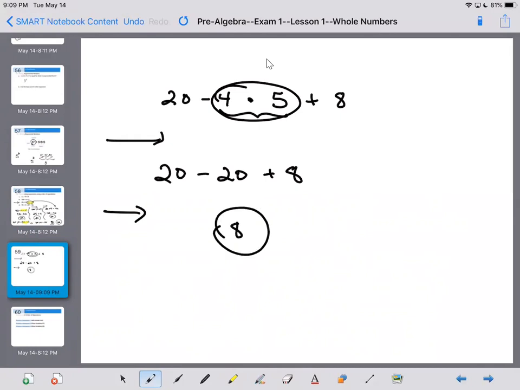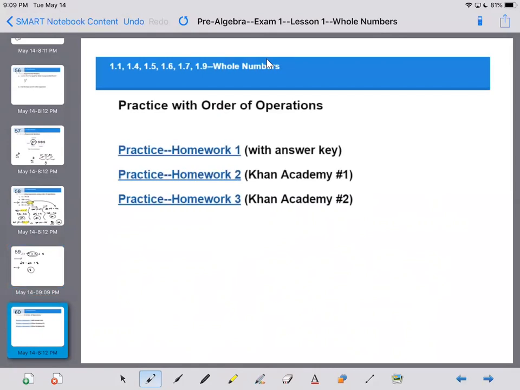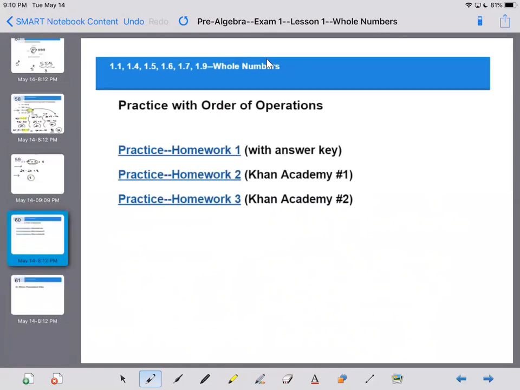So if you need more practice with the order of operations, you do have these practice links with the answer key. I would encourage you to look at those.